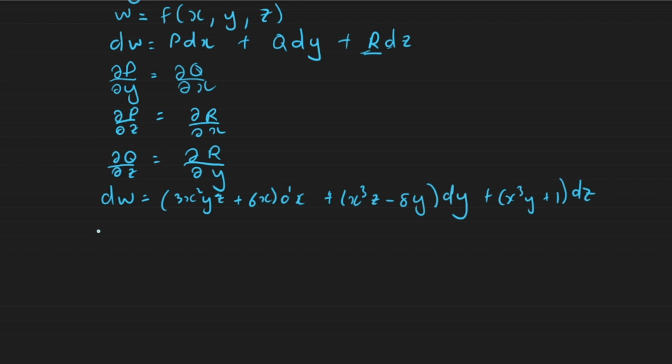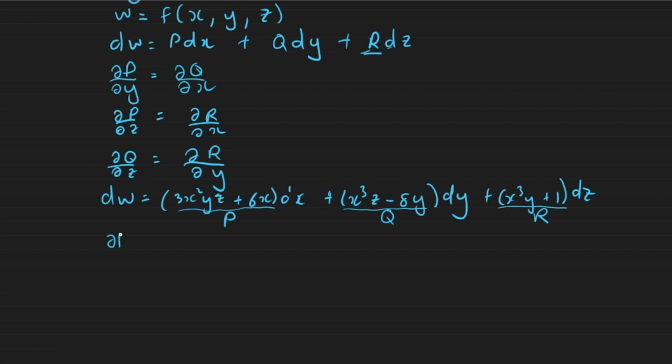So we would let p equal to this first term, we would let q equal to this second term, and we would let r equal to this third term. So the first constraint requires ∂p/∂y = ∂q/∂x, ∂p/∂z = ∂r/∂x, and so on like that. So we will evaluate these derivatives.